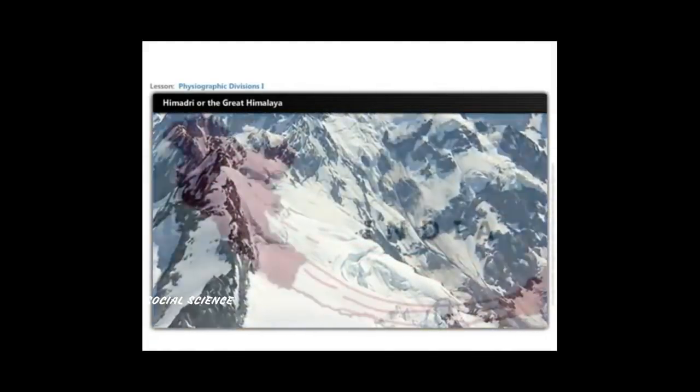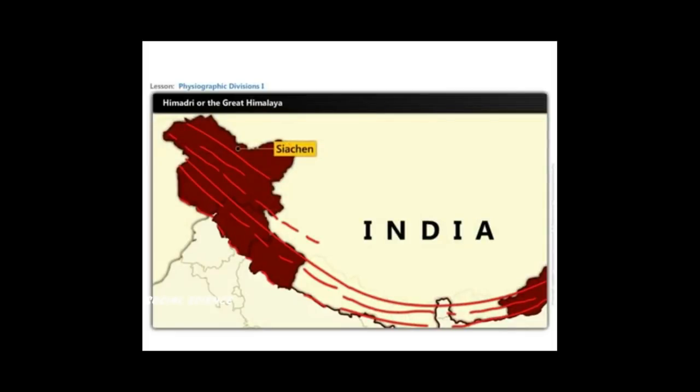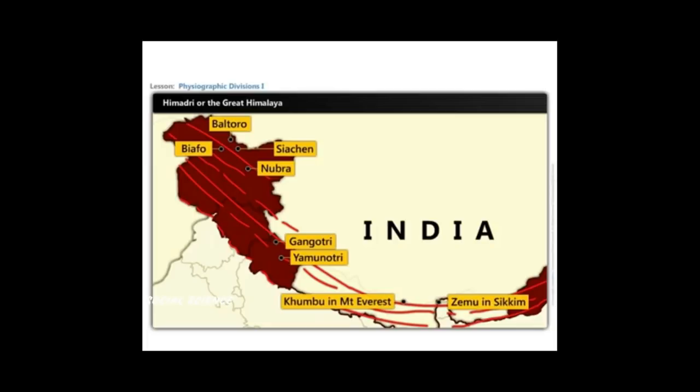Some of such important glaciers are Siachen in Indian-Pakistan border, Gangotri, Yamunotri in Uttarakhand, Nubra, Biafo, Baltoro in Karakoram, Zemu in Sikkim, and Khumbu in Mount Everest.